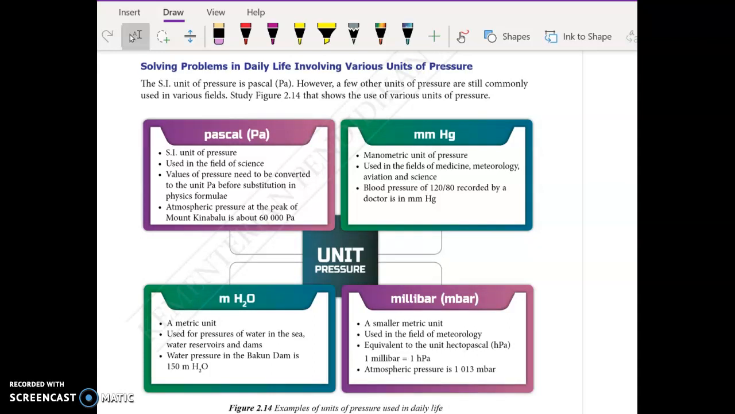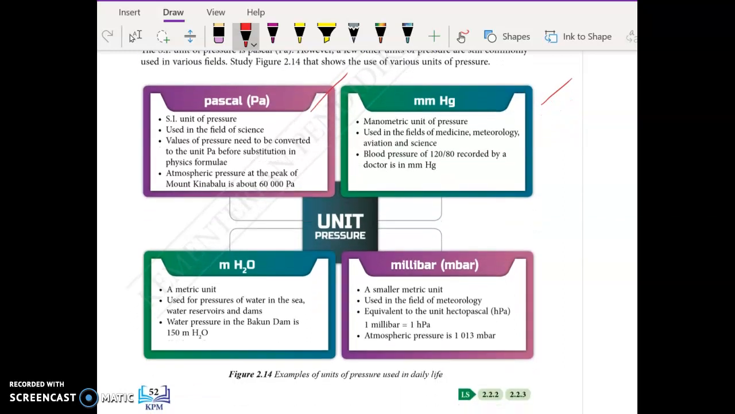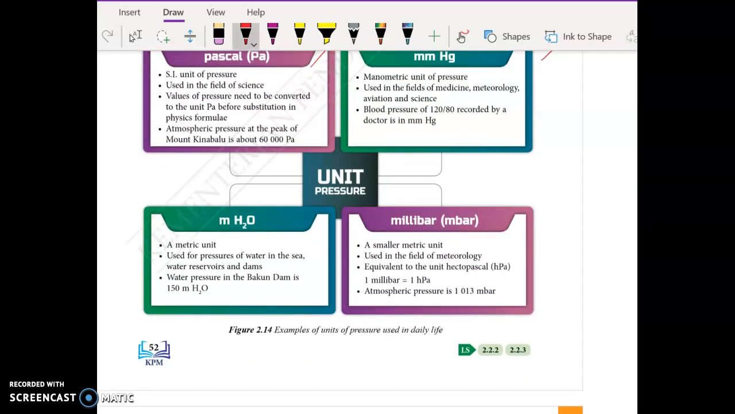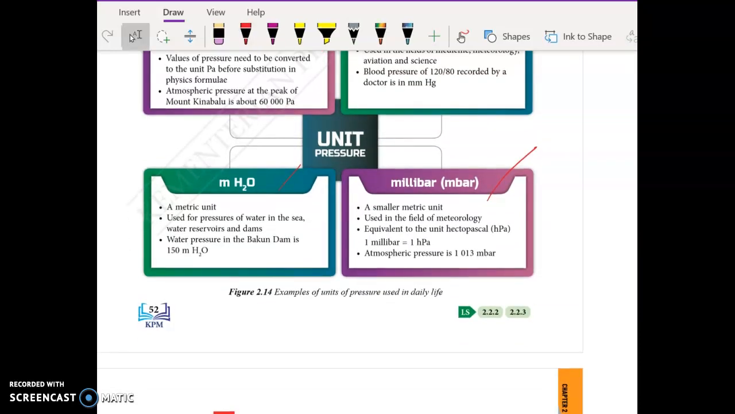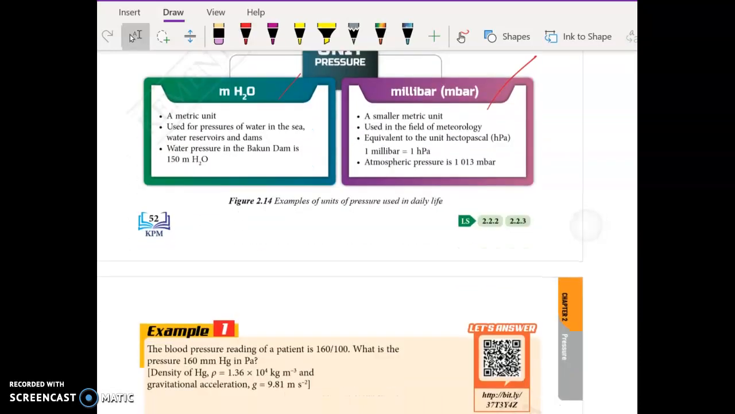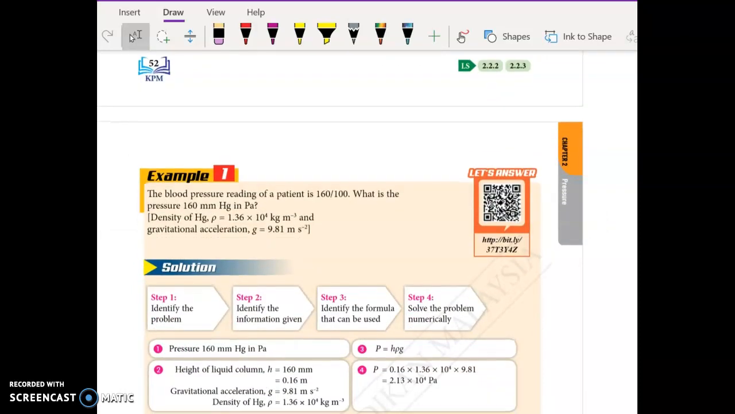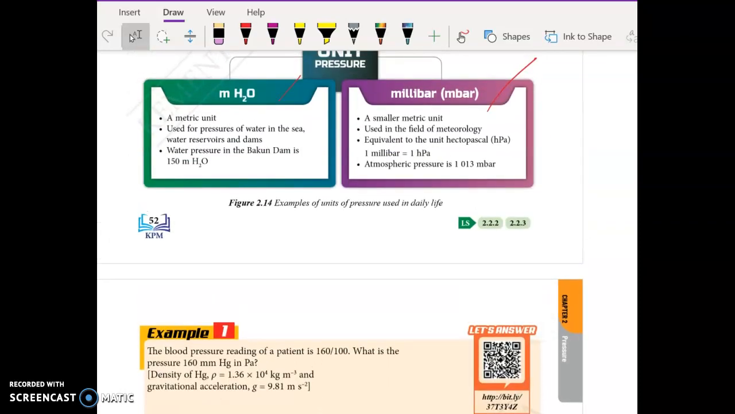So just now you have learned about unit of pressure in mmHg. You also have learned unit of pressure in Pascal. Okay, there is another two unit for pressure, which is mH2O, meter water, and also millibar. Okay, so let's do some example.